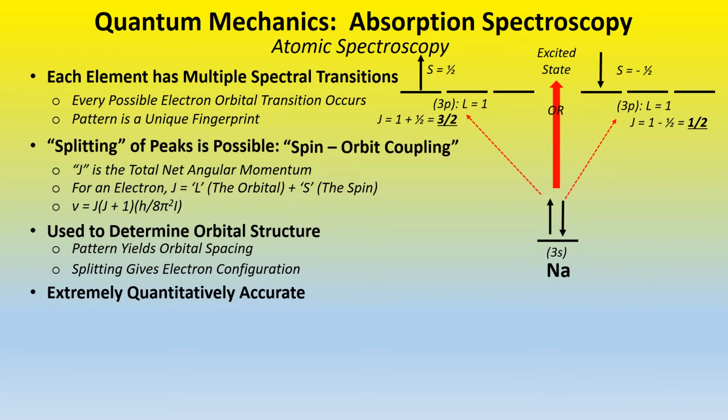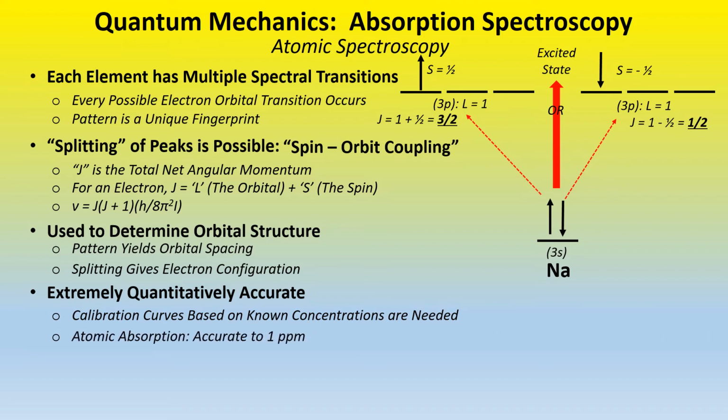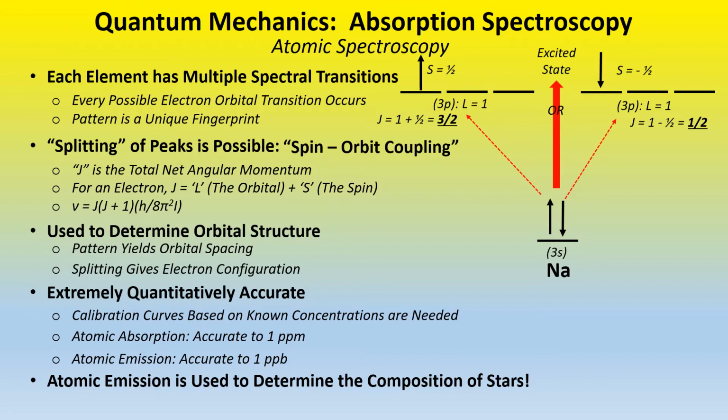Atomic emission is extremely accurate quantitatively. One needs to prepare calibration curves based on known concentrations in order to determine the concentration of an unknown. Atomic absorption is accurate to 1 part per million. Atomic emission is accurate to 1 part per billion. Atomic emission is used to determine the composition of stars by examining their spectra and seeing what lines are present and what lines are not.